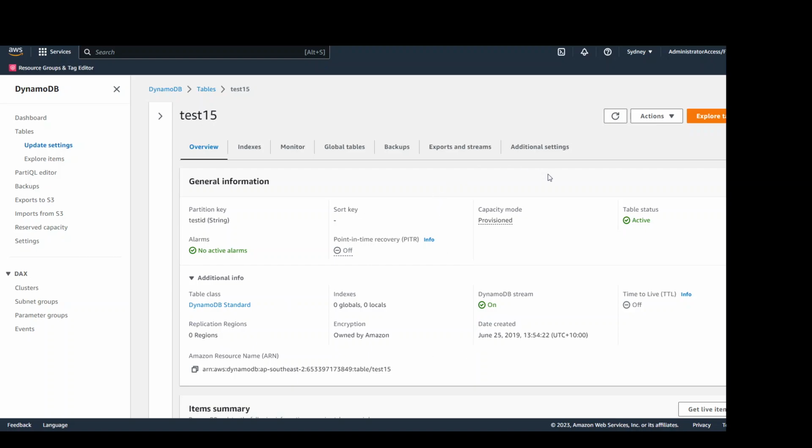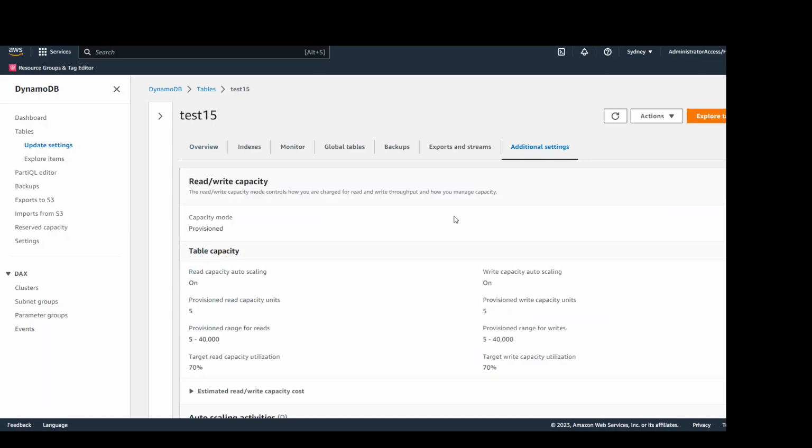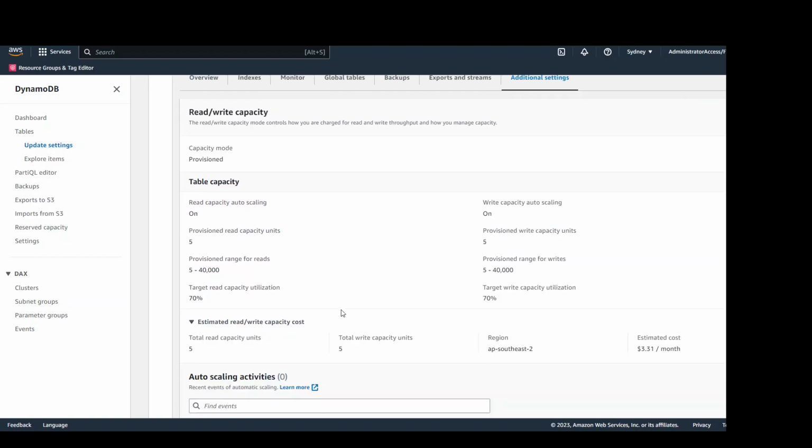Now, how do you know how many read and write capacity units you have provisioned? On the same screen, go to additional settings. Here you can see that I am also using auto scaling, so that if it goes above my provisioned capacity, it won't get stuck there. Right now, I have provisioned 5 read capacity units and 5 write capacity units. I can also check the approximate capacity cost for these units. It is just under $3.50 US dollars per month. But as I said, this could add up quite quickly.